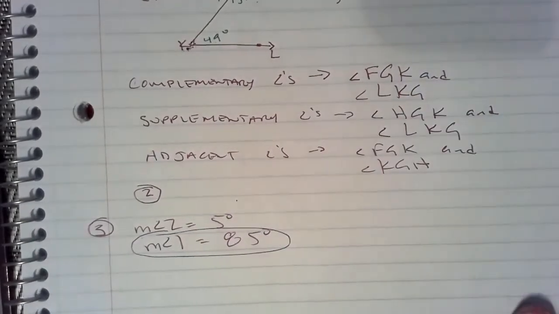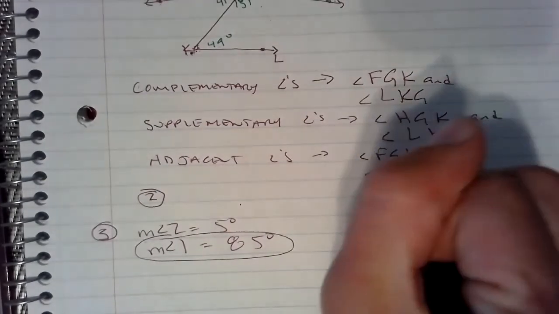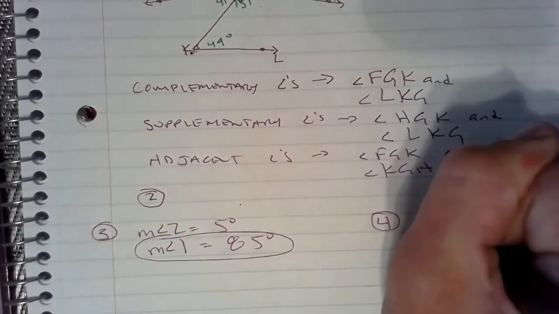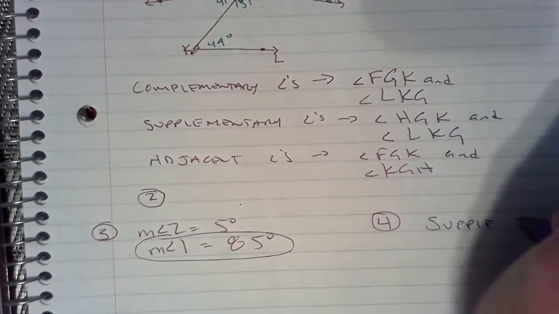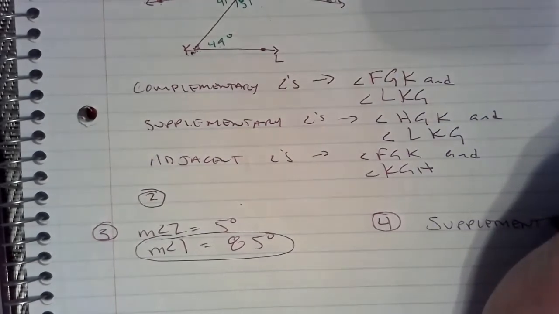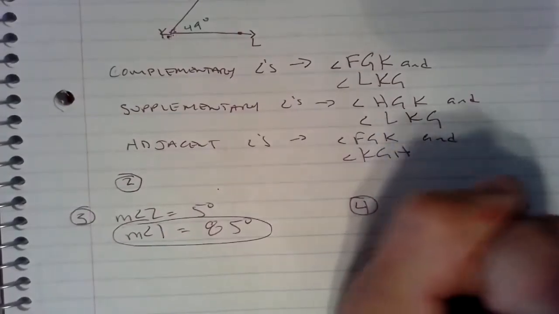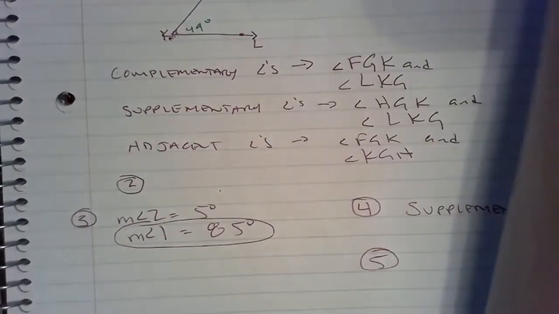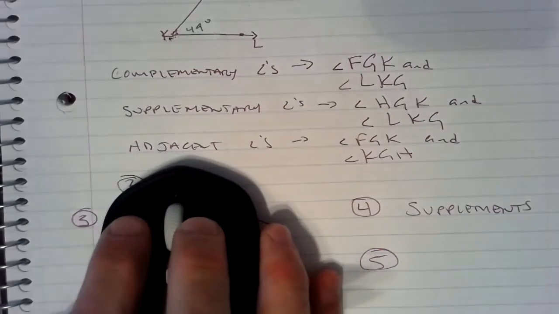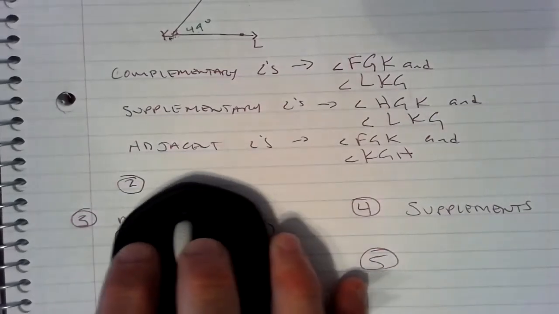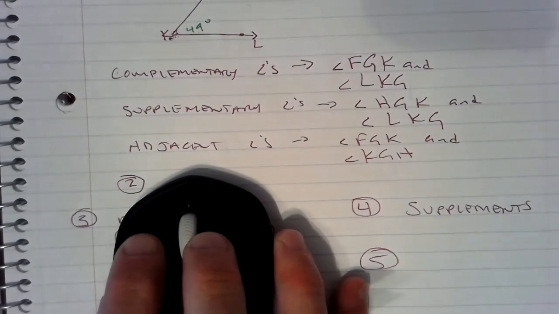It's 85. You're going to do something similar real quick for number 4, but they are supplementary. And then finally, you're going to go ahead and answer number 5, which has to do with the vocab from this section and the information from the previous section.